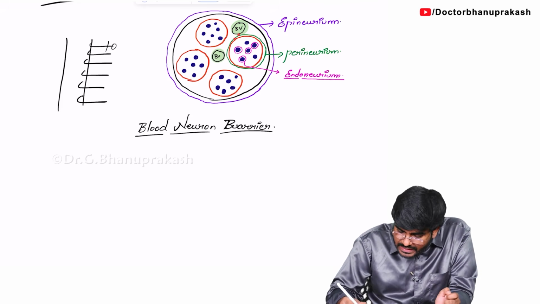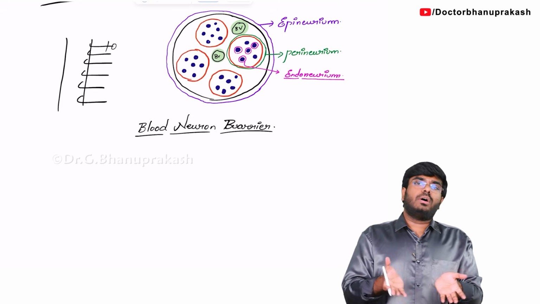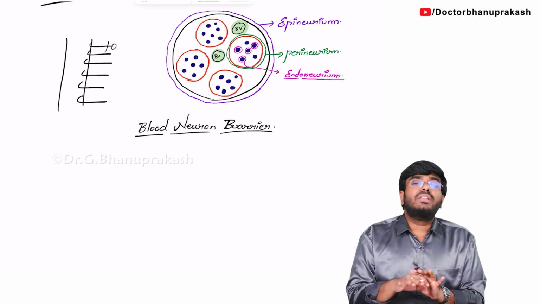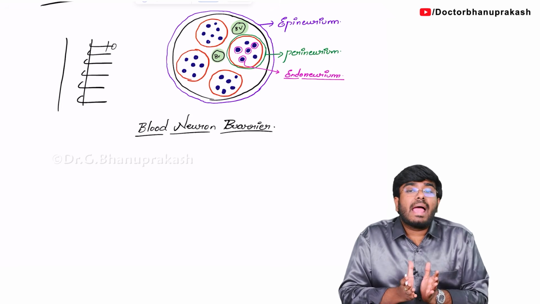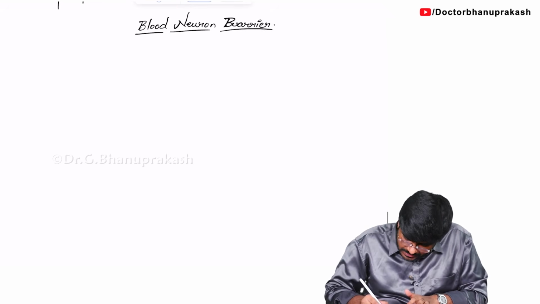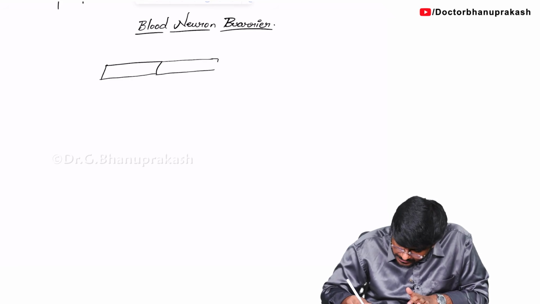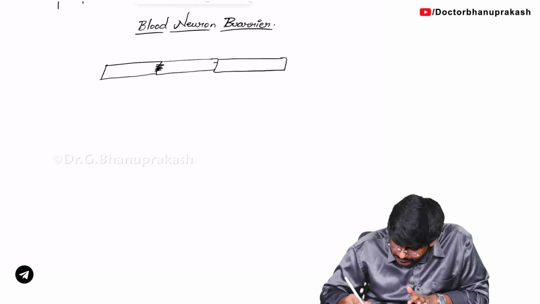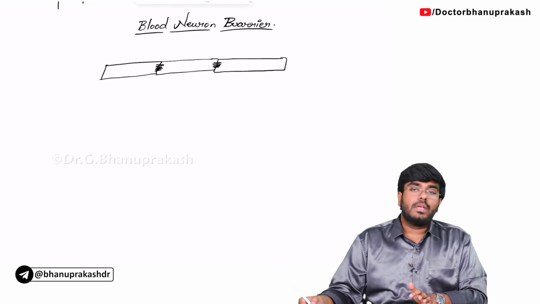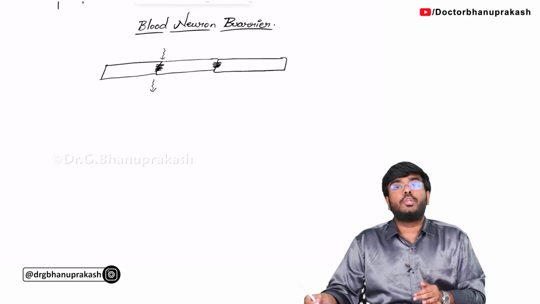The perineurium is nothing but a connective tissue layer, and the cells present in this perineurium have tight junctions in between the cells. If this is the cell layer, in between the cells there are very tight junctions. The gaps are not there. One cell is very tightly attached to the other cell. So it doesn't allow substances to pass from the blood into the neurons.